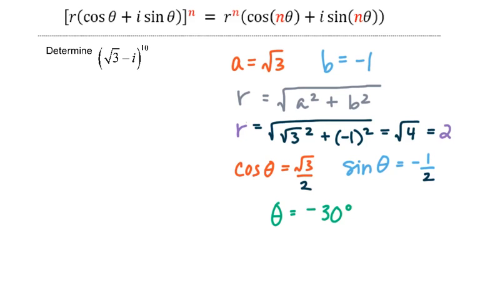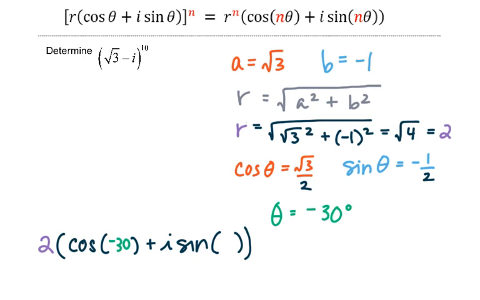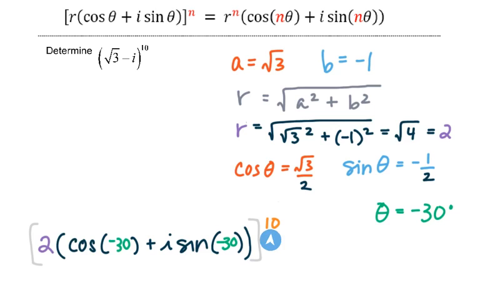So this complex number in trig form is 2 times cosine of negative 30 plus i sine of negative 30. And we want to take this complex number and raise it to the 10th power. So my n value here is 10. I just went ahead and slid that over.